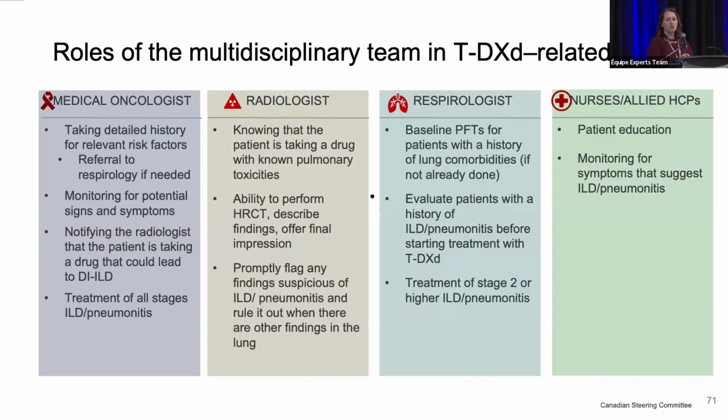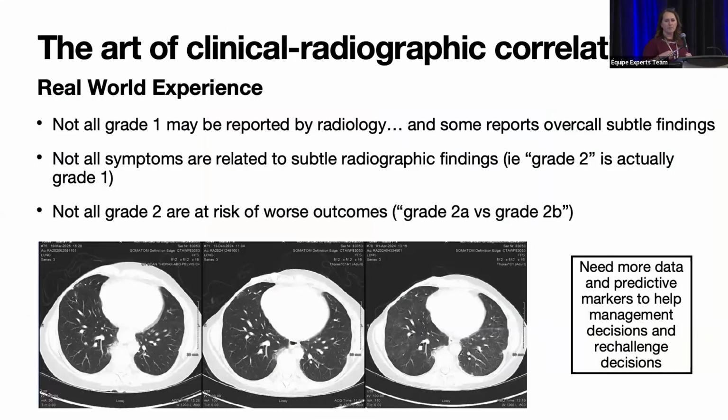Finally, my last couple of slides. So the roles of the multidisciplinary team. Again, I'm going to highlight that it really involves the cooperation between the medical oncologist who knows the patient and their treatments, advising the radiologist, involving your respirologist for investigations, reviewing radiology and monitoring them while on therapy with steroids, and information by the healthcare professional.